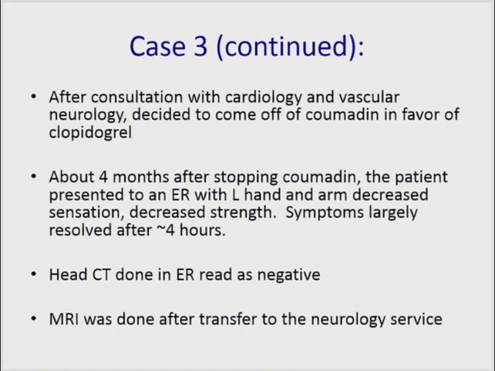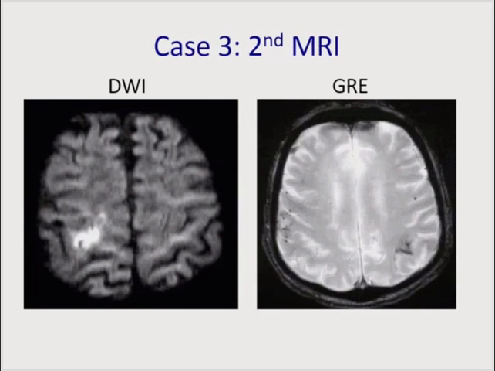So about 4 months after stopping Coumadin, he presented to the ER with left hand and arm decreased strength and sensation. Thankfully, these symptoms largely resolved after 4 hours. There was a small amount of reduced strength. He had a head CT done at an outside hospital as part of a TPA evaluation, and that was read as negative. The MRI that I'm about to show you was done after he was transferred to the MGH neurology service. So over here is the DWI. I'm not showing you the corresponding ADC maps, but this is an acute stroke here shown by the arrow.